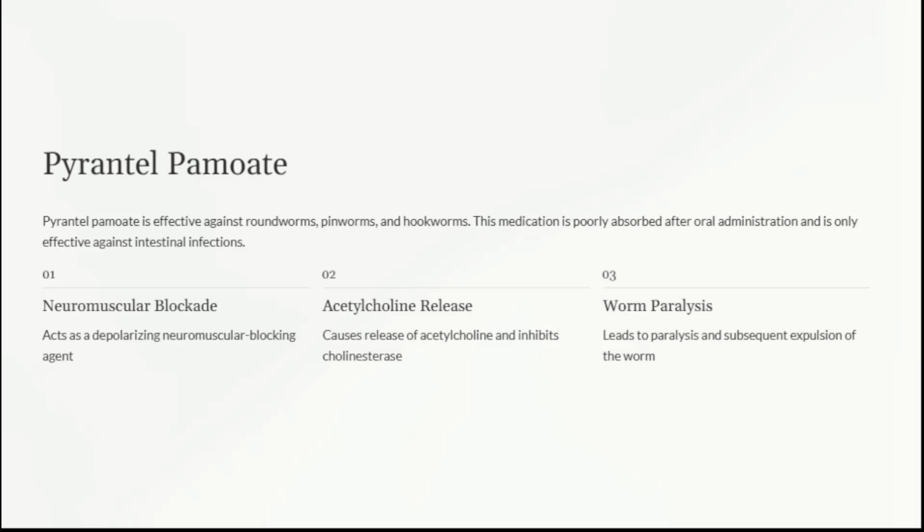Pyrantel is effective against many intestinal nematodes, especially pinworms, roundworms, and some hookworms. When talking about dosing, it is given orally in a single dose, typically 11 milligrams per kilogram, up to a maximum of 1 gram. Its poor absorption once again limits its side effects. Clinical pearl: a pinworm infection often requires retreatment after 2 weeks to kill newly hatched eggs, since a single dose does not eliminate eggs.